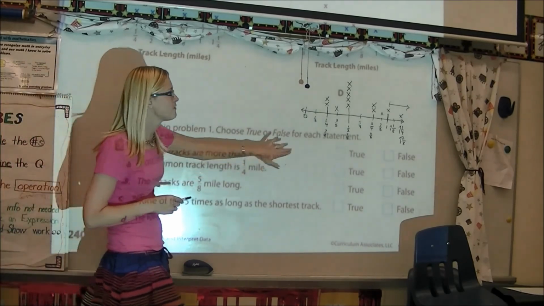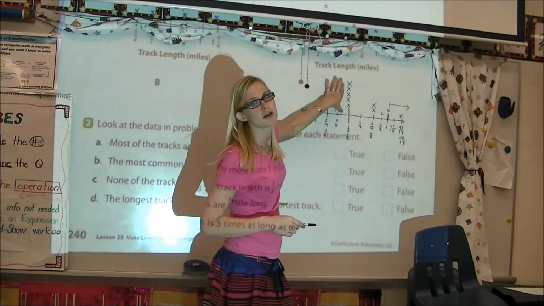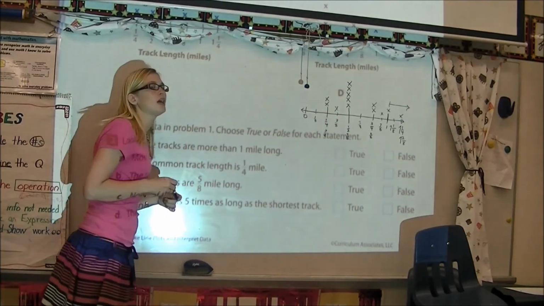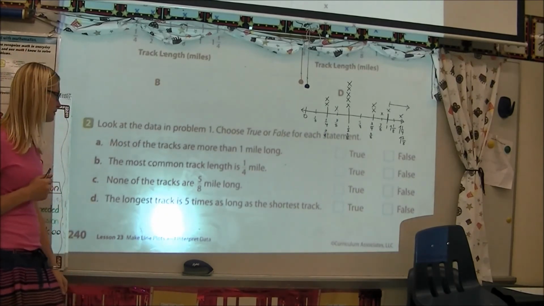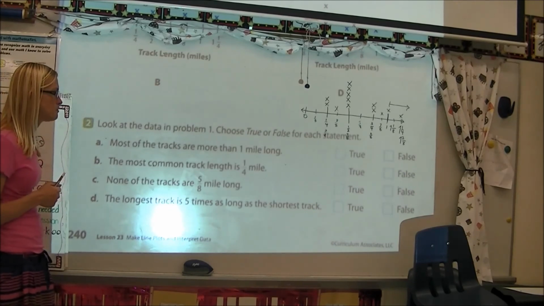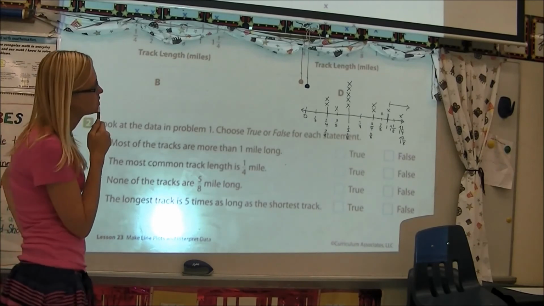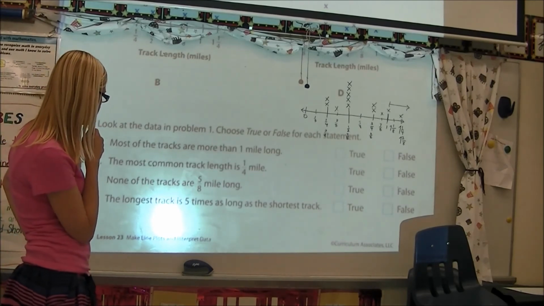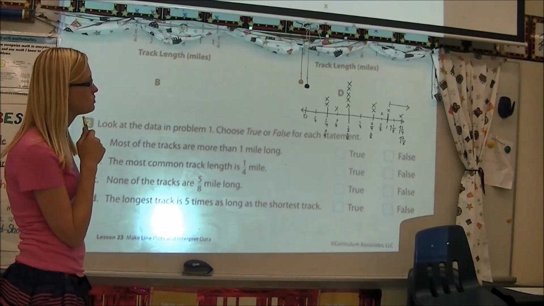Right, it's that 1/2 mile, or that 4/8 of a mile, because it has 5 data points. So, again, letter B is false. Look at letter C. None of the tracks are 5/8 mile long. Let me take a moment and look at that line plot. None of them are 5/8 mile long. Is that true or false?